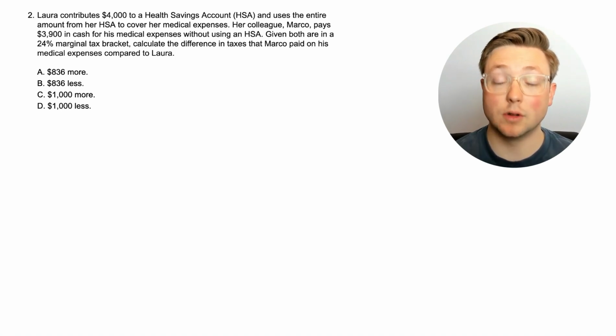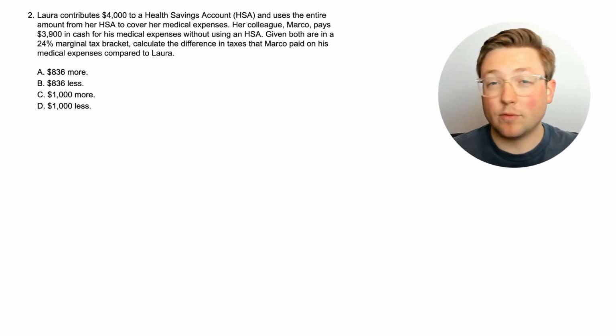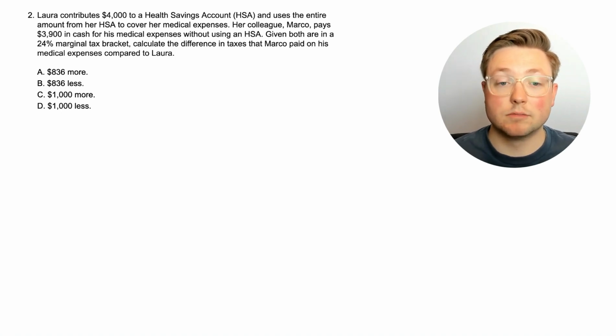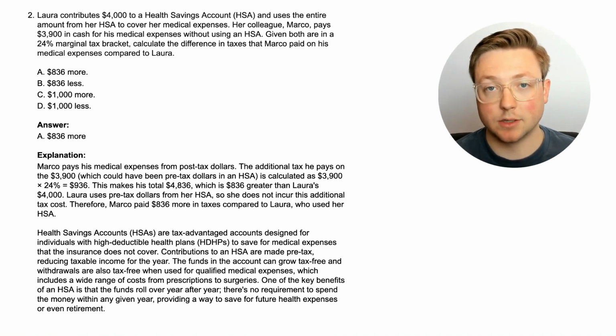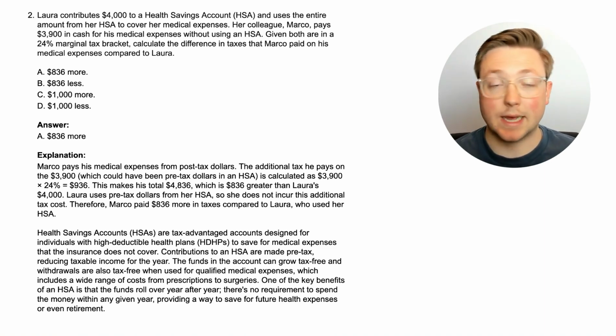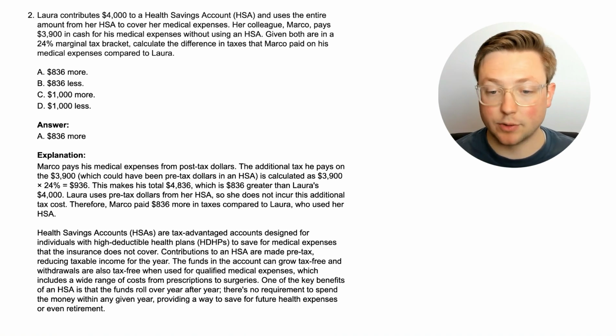Okay, again, we haven't really dealt with HSAs so far, so let's go ahead and dive straight into the answer to learn how this works. Okay, and the answer is that Marco spent $836 more when you include taxes than Laura did. So let's go ahead and kind of figure this out. Marco pays his medical expenses from post-tax dollars. So again, this is money he just had in his bank account. It wasn't pre-tax or anything like that.